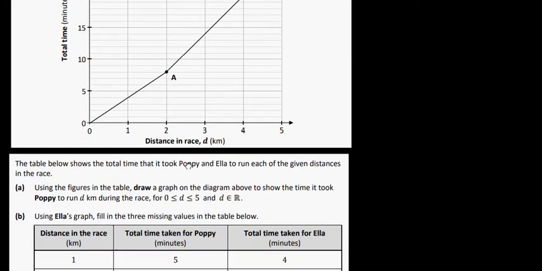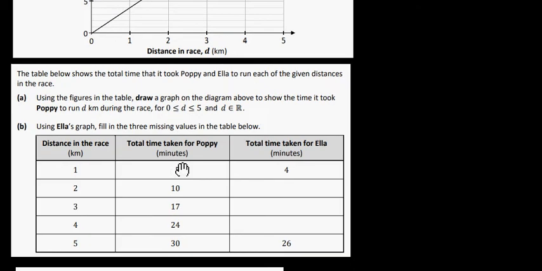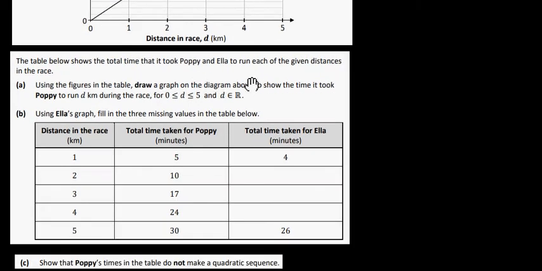Now, the table below shows the total time that it took Poppy and Ella to run each of the given distances in the race. Using the figures in the table, draw a graph on the diagram above to show the time it took Poppy to run d kilometers during the race, 0 to 5. Distance is 0 to 5, so you can see that here. So we've got to draw a graph using these numbers here for Poppy's race.